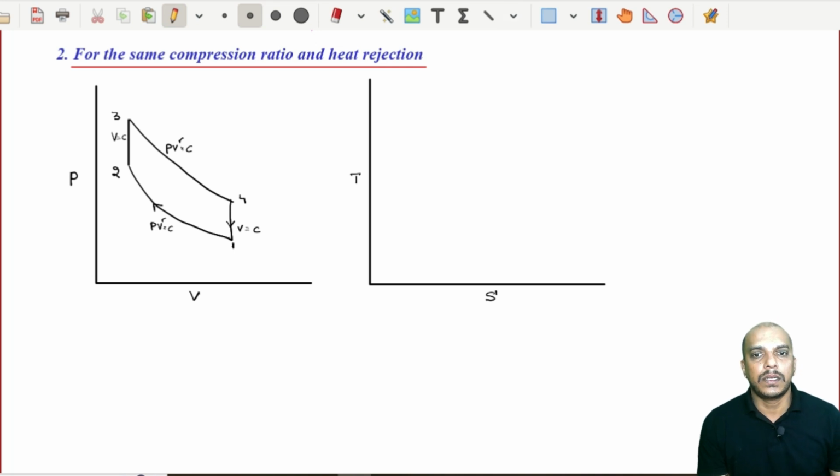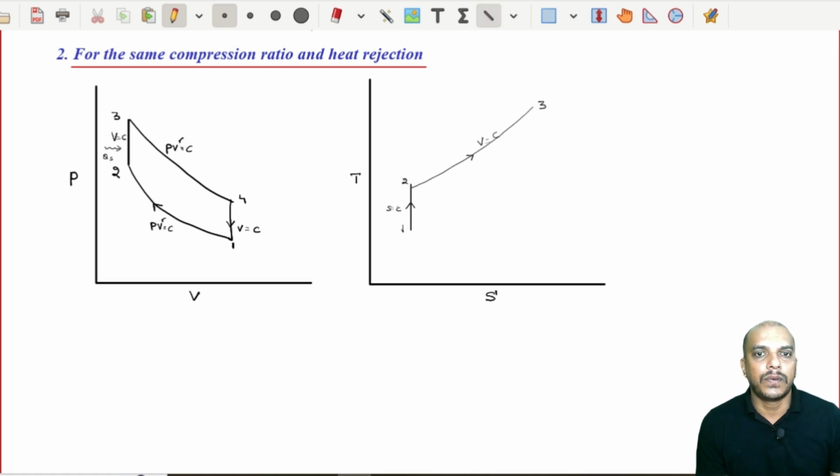Similarly, we can draw it in TS plot. So, 1 to 2 is reversible adiabatic compression. So, this is our 1 to 2. Entropy is constant. Then 2 to 3 is constant volume heat addition. So, constant volume would look like this. We can also write here, this is our Qs for Otto cycle. This is our constant volume.